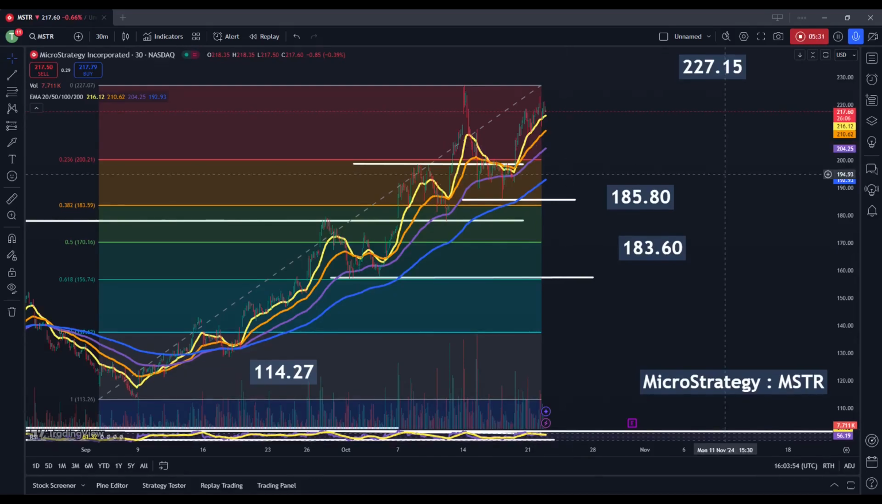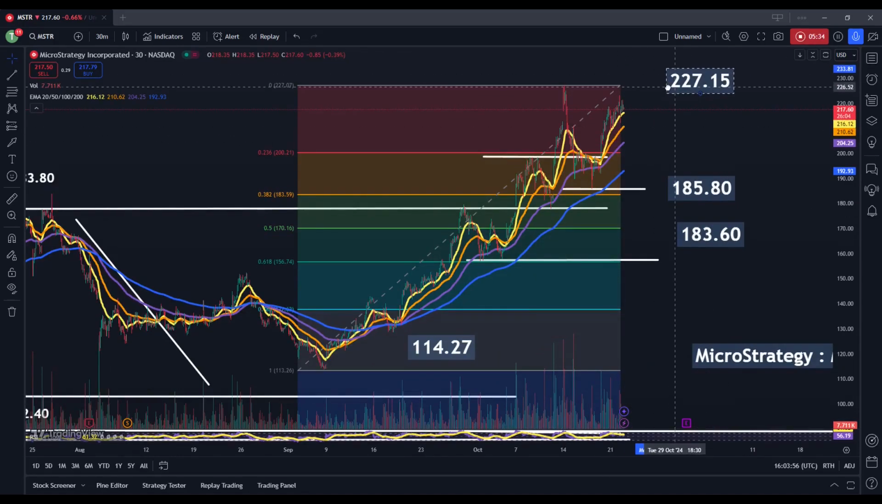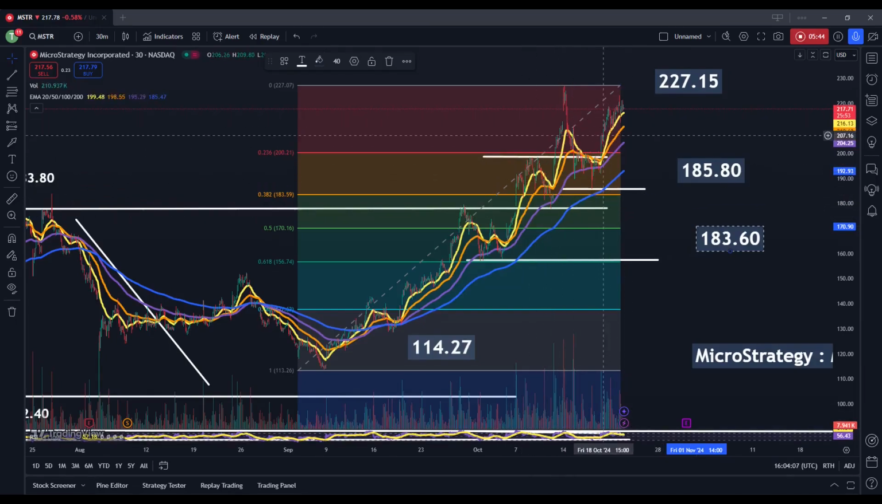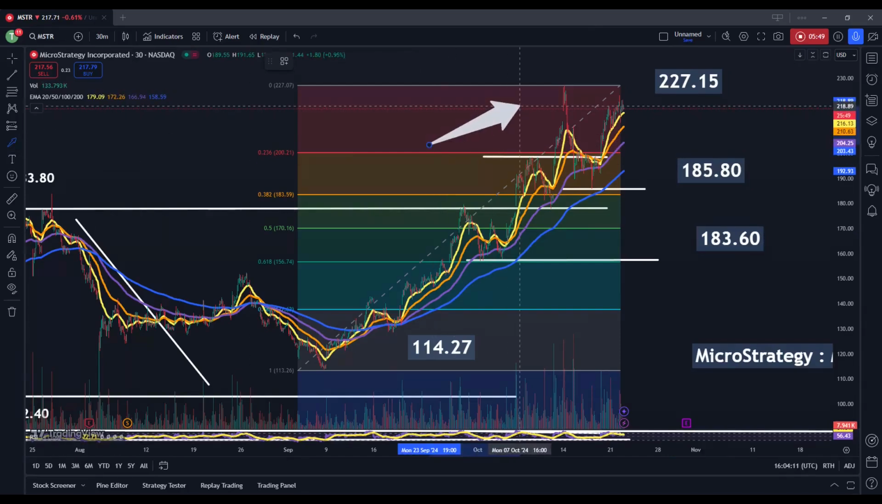So just to close out the video here, we'll look at the reverse argument. I mean, if we're wrong here, the argument to the downside would be that a break of 185.80 would then signal that a major top is in place. That would be quite a bearish event, especially if share prices fail to retest this 227.15 high.